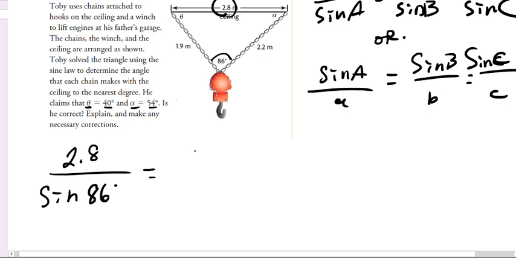So if we want to find alpha first, that's totally great. Let's use the side that's associated with alpha. So that's 1.9 over sine alpha.